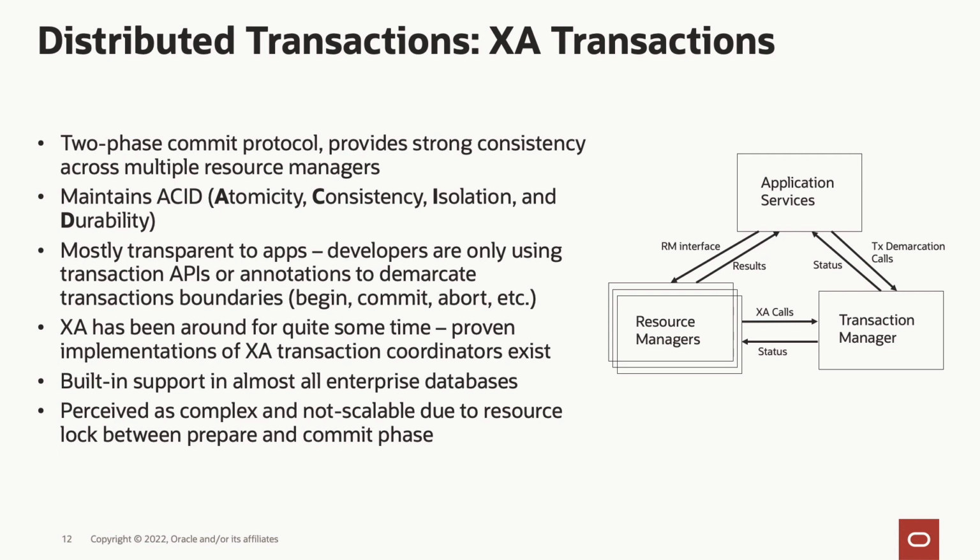So the application simply says, I want to start a distributed transaction, a 2-phase commit transaction. It does some interactions with the local resource manager. It calls other services to interact with other resource managers, such as databases. And all those are then coordinated as part of a single global transaction. So they either all commit or they all roll back. It's been around quite a while. It's supported pretty much by every enterprise database, and it does provide the strongest level of consistency guarantees across distributed stores.